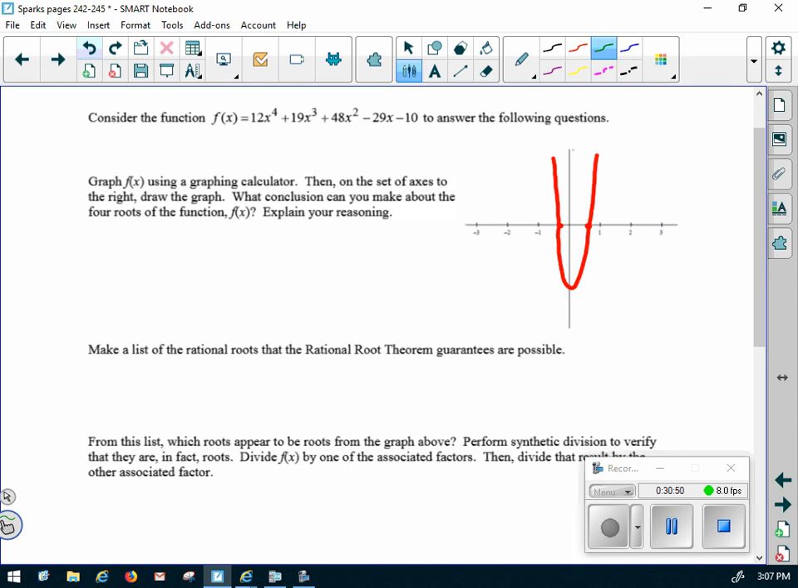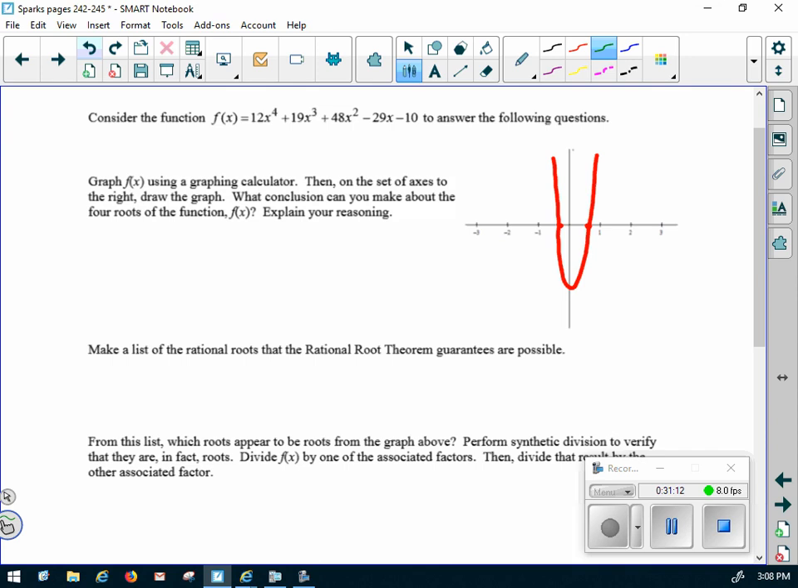Why do we know the multiplicity of those? What do we know about the multiplicity? What's the multiplicity of each of the zeros we see on the graph? Why? Crosses smoothly. Crosses without changing concavity, right? Okay.